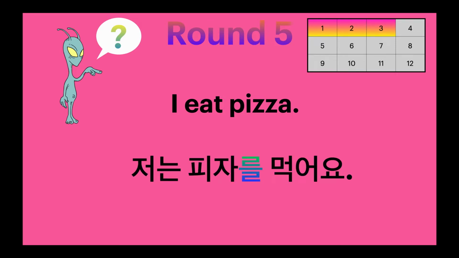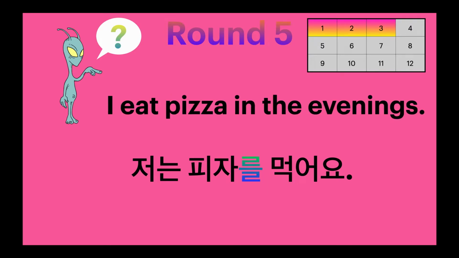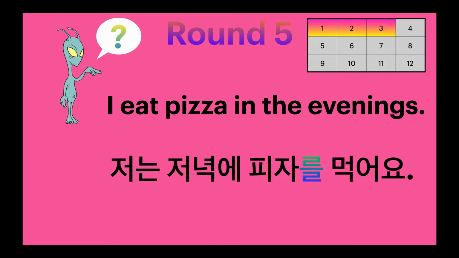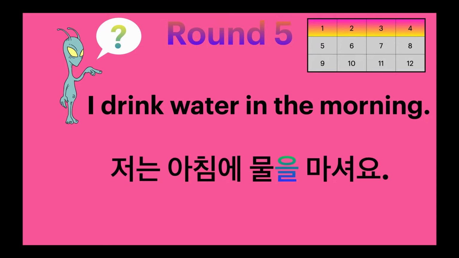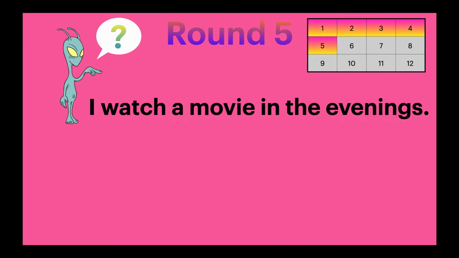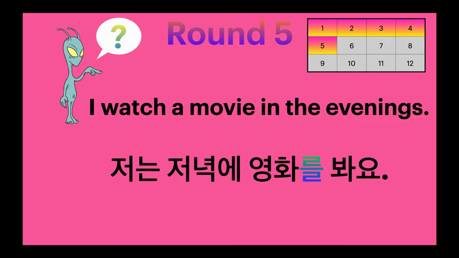저는 피자를 먹어요. I eat pizza in the evenings. 저는 저녁에 피자를 먹어요. I drink water in the morning. 저는 아침에 물을 마셔요. I watch a movie in the evenings. 저는 저녁에 영화를 봐요.